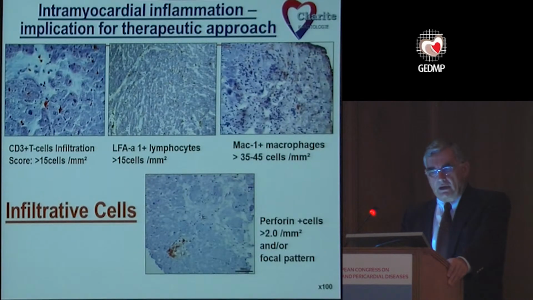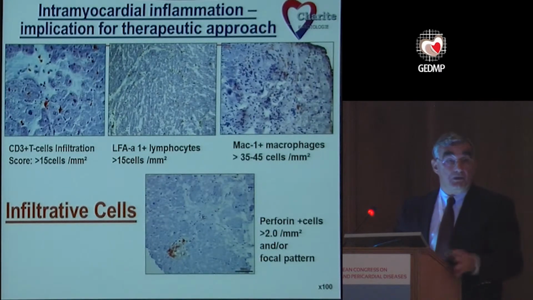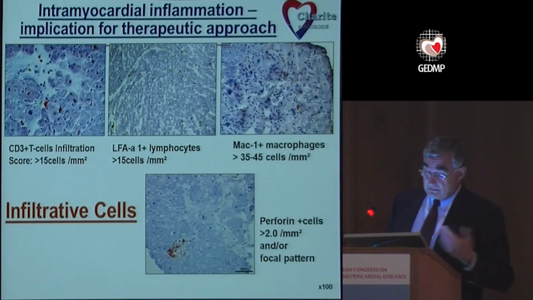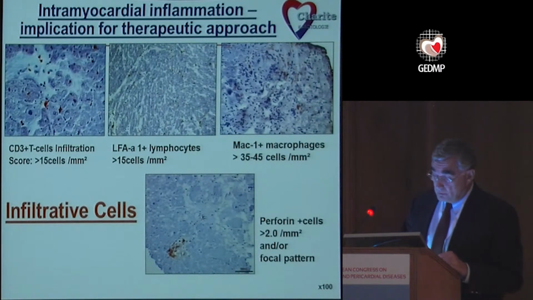Now the question is, what have we to do? And here you see what we routinely do, looking for infiltrative cells, and you can see the score which we nowadays use. There are a lot of other questions which you can't answer because of the time. I have no time to go into that.